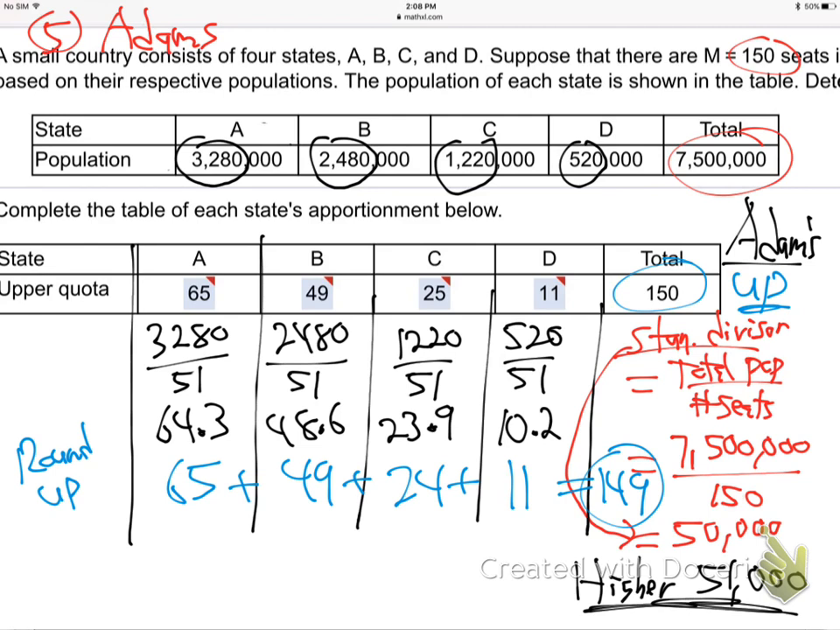We got to redo it with a different divisor. But let's hold on for a minute. Make sure you're all caught up with me before I whip into a new divisor. Is that good? Everybody see the problem? Do you see why I'm saying this isn't the right answer? We did what Adam said, divided them all by 51, got our answers, rounded everybody up, added them up, and it was only 149 seats. We're supposed to give away 150 seats. We have an extra seat. You can't have that. You got to give away the right number. So that means you got to go back and pick a new divisor.